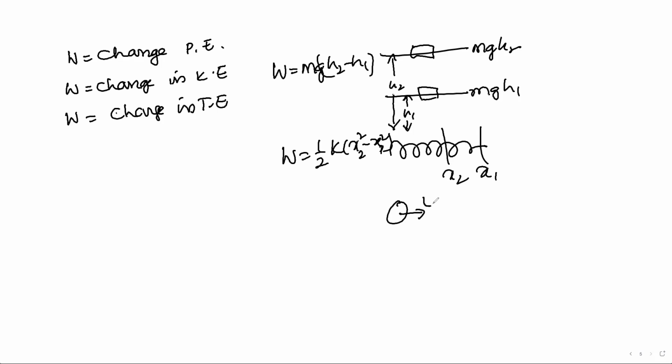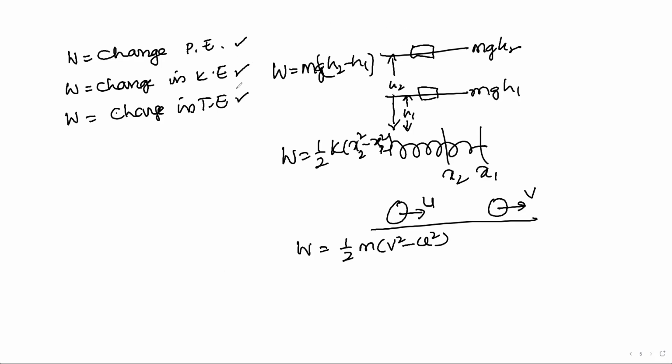An object is moving with velocity u. After some distance, it gets velocity v. Then what is the work done? Change in kinetic energy. That is work done. Change in potential energy, change in kinetic energy, change in total energy.